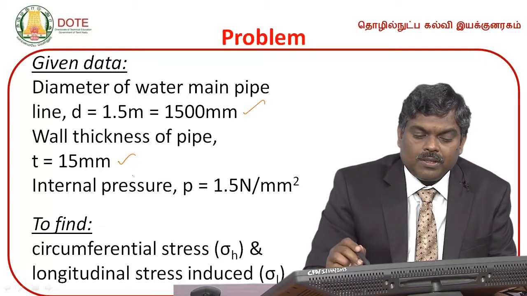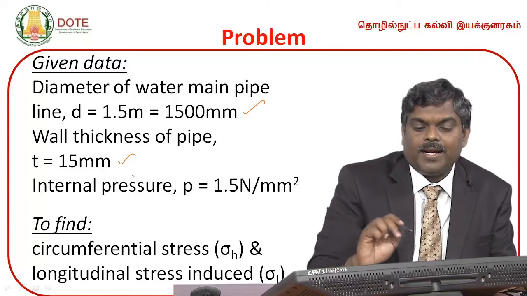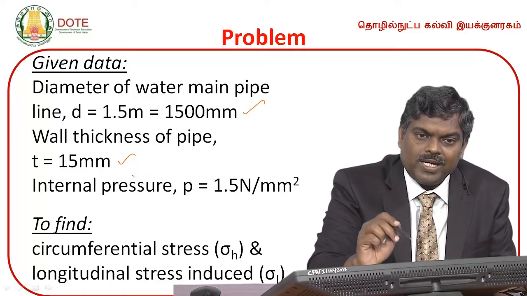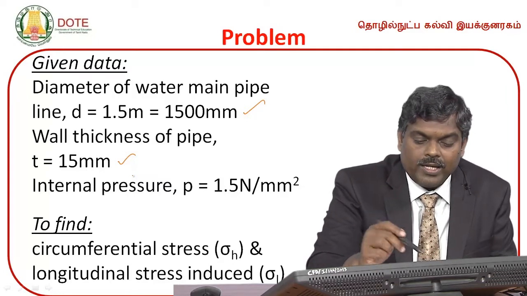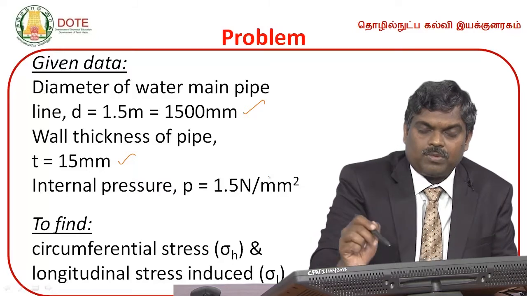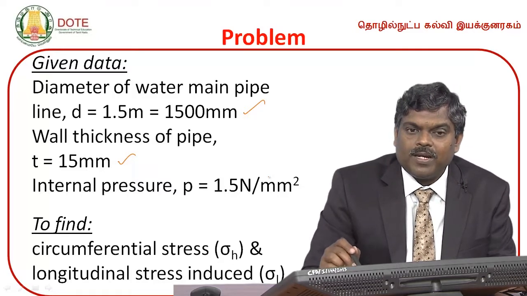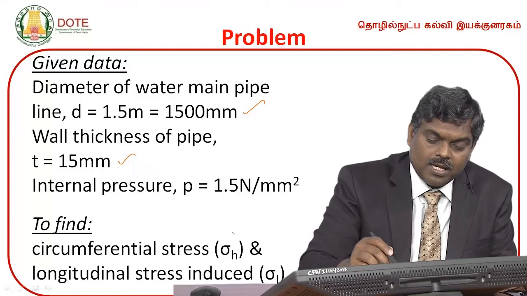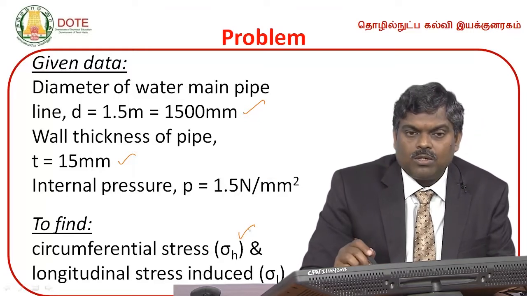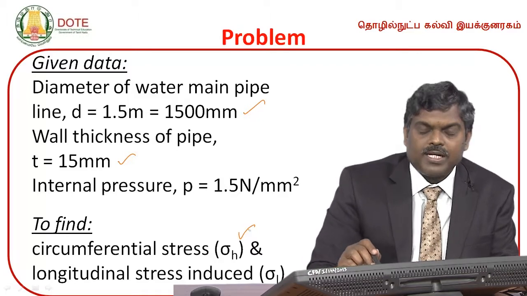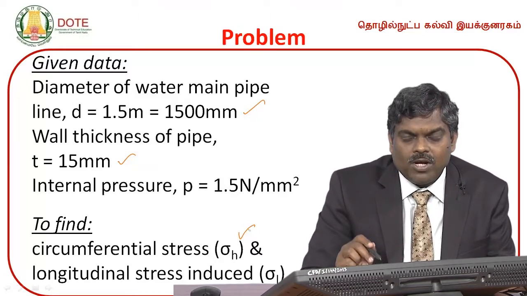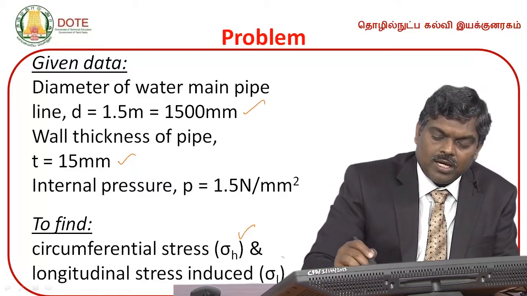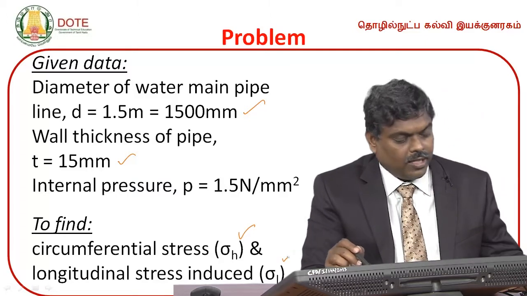Therefore, the thickness is very small when compared with the diameter. The diameter is given as 1500 mm, and the thickness is 15 mm. So, it is a thin cylindrical wall. Internal pressure is given as 1.5 Newton per mm square. So, what do we need to find? The circumferential stress or hoop stress sigma h, and the longitudinal stress sigma L induced in the thin cylindrical wall due to the internal pressure. We need to find these two now.